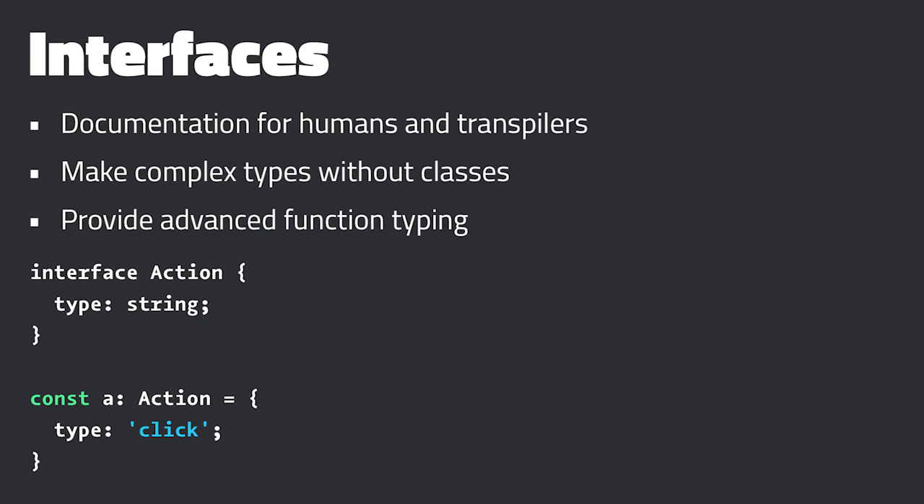TypeScript also brings to the table interfaces, and interfaces work kind of like classes, except that they're just instructions for the transpiler. So you don't actually get any JavaScript out of these interfaces, but you do get enforceable contracts that you can use to communicate with both the compiler and the other developers you're working with. And this is really handy for describing things like object literals.